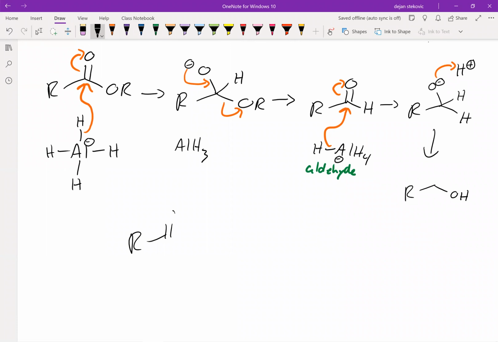Carboxylic acids. This reaction works for carboxylic acids as well. We'll take a look at the mechanism later on. It's a little bit more complex, but not too bad either.